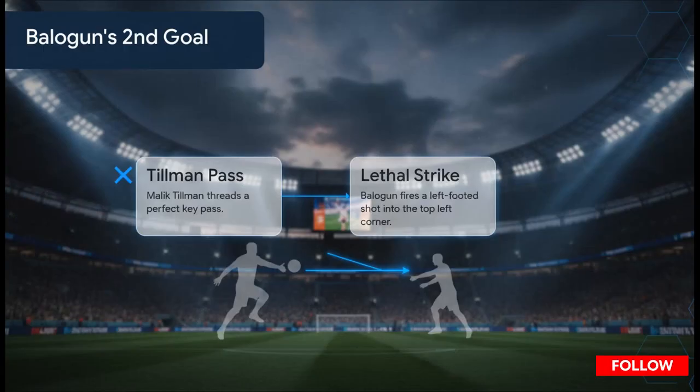So the real catalyst for the USA's third goal was Malik Tillman's incredible vision. Tillman threads this absolutely perfect key pass through the lines, setting up Balogun to just laser a left-footed shot right into the top left corner for his second goal of the match. Grabbing a goal right at this specific juncture is psychologically devastating for the opponent. It essentially ended Paraguay's hopes before the second half could even find its rhythm.